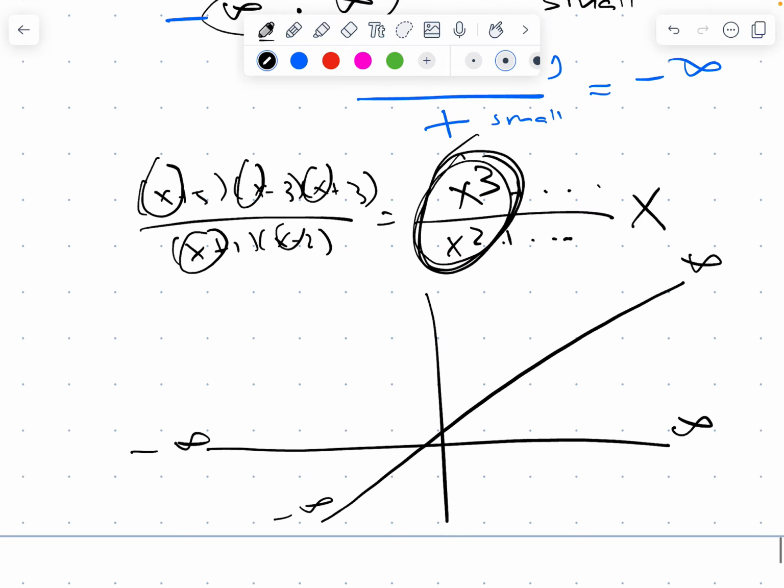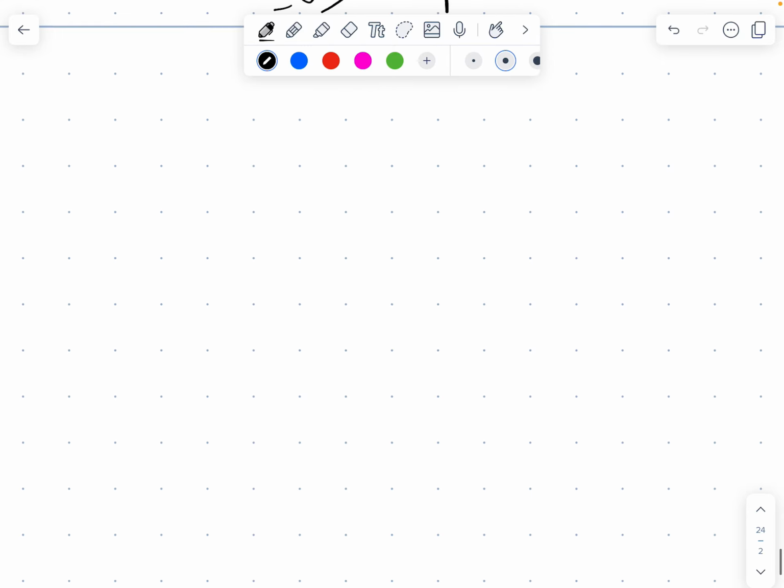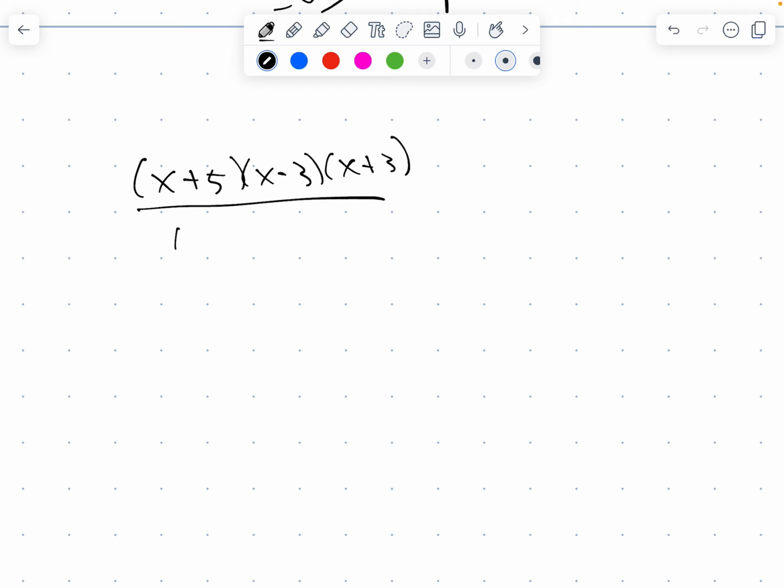Now, to get a better sense of how this thing behaves, let's actually do the long division and figure that out. Okay, so we've got x plus 5, x minus 3, x plus 3. On the bottom, we have x plus 1, x plus 4, x minus 2.